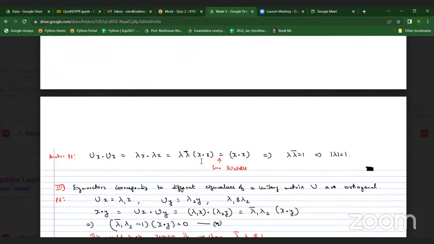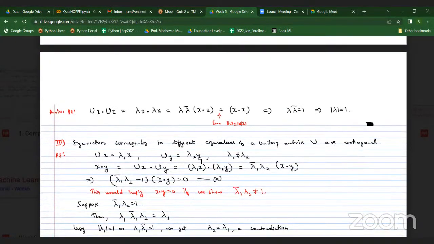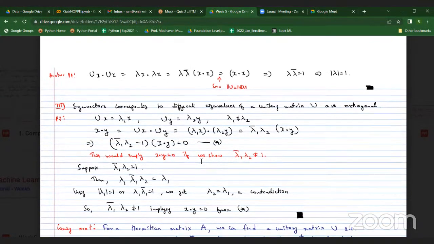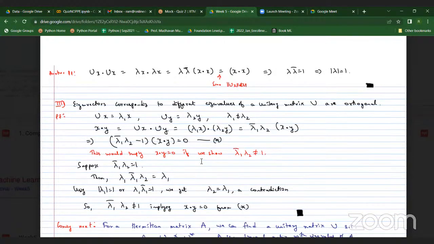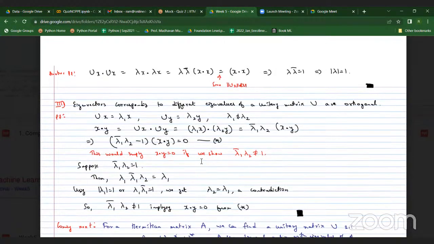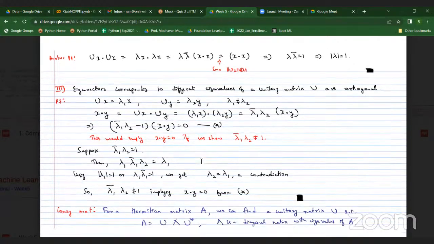Okay. Here also we have this: the eigenvectors corresponding to different eigenvalues of a unitary matrix are still going to be orthogonal. Okay, just like the Hermitian matrices.